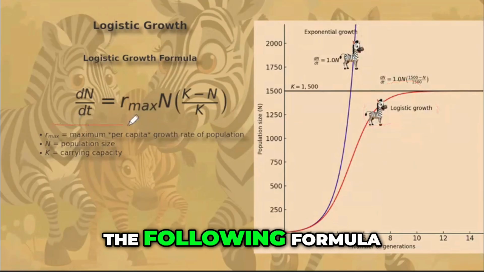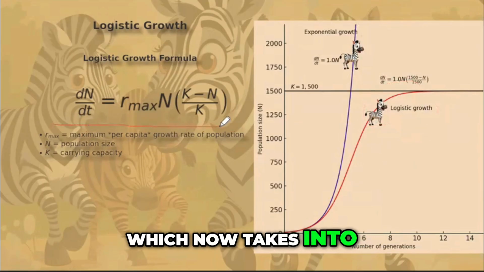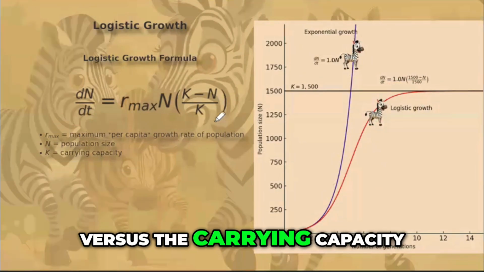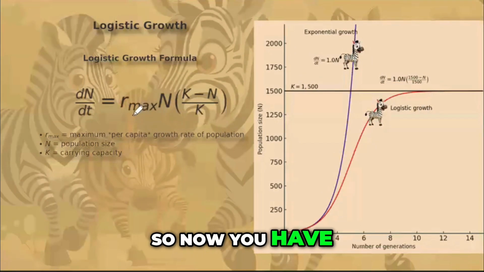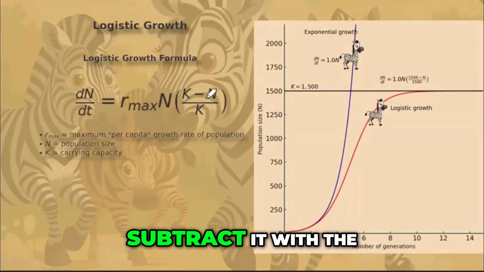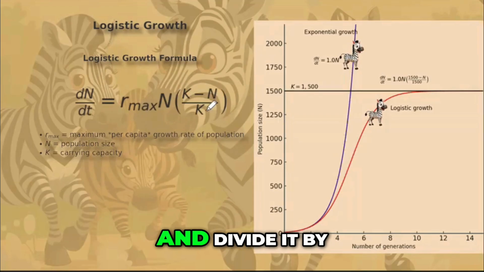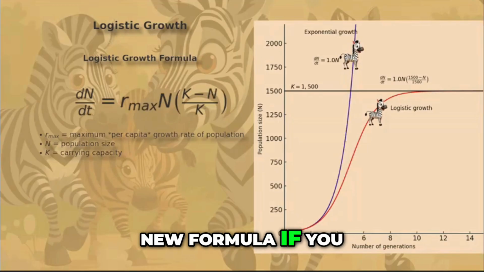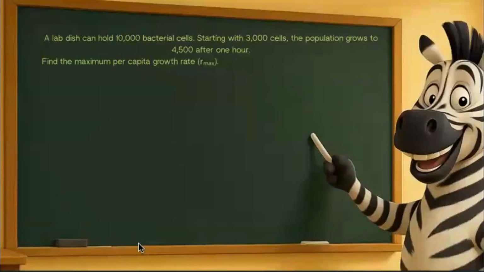You need to note the following formula, which now takes into account the population size versus the carrying capacity. So now you have R max times N, but now you have to take the carrying capacity, subtract the population size, and divide it by K again, which is the carrying capacity. So that is the new formula if you have some sort of logistic growth.